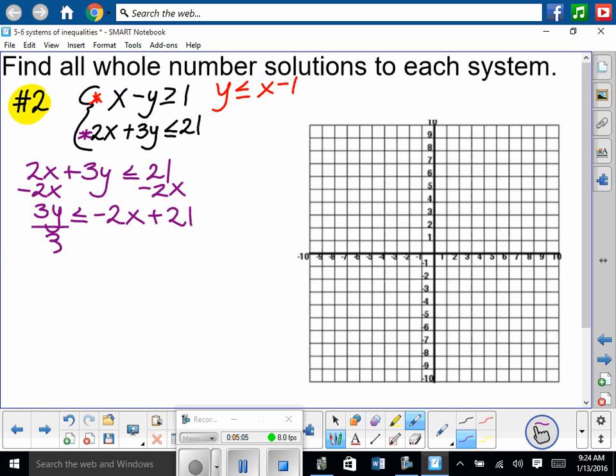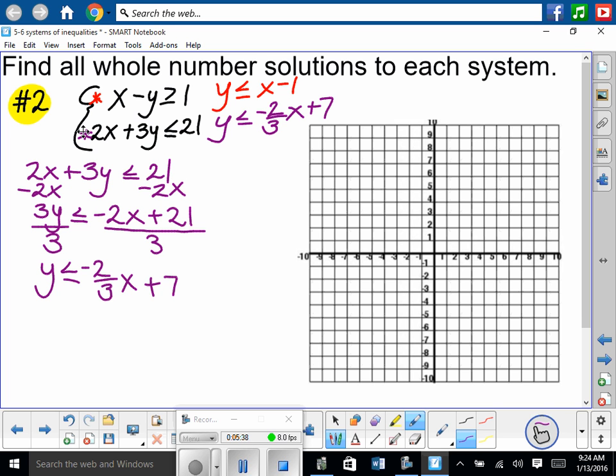And I will divide both sides by 3. So we have y is less than or equal to, I don't need to flip any inequalities here, we divided by a positive. So split this up and write it all pretty like for your own personal comfort here. Negative 2x divided by 3 is the same thing as negative 2/3 x. And then positive 21 divided by positive 3 is positive 7. So we now have this inequality: y is less than or equal to negative 2/3 x plus 7. I just like to have them all pretty and written out by each other. Okay, so now from here, we're going to go ahead and graph those lines.